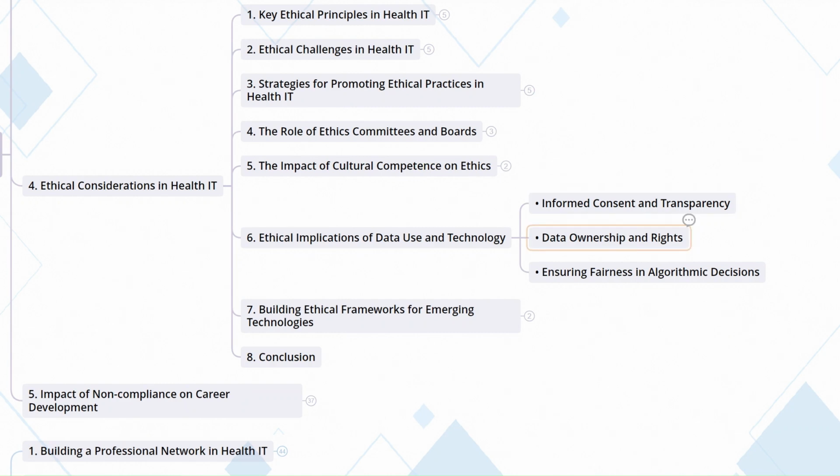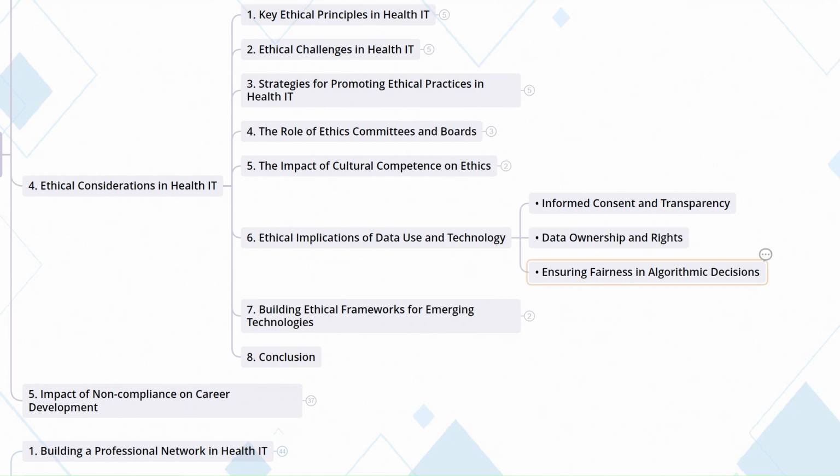Next, data ownership and rights. Establishing clear policies around data ownership is essential. Patients should have the right to access their health information, determine how it is used, and consent to sharing with third parties.